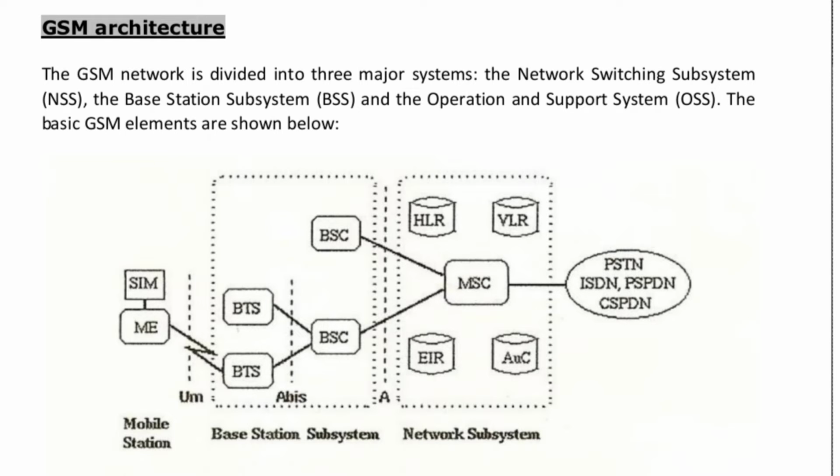GSM architecture. The GSM network is divided into three major systems: the network switching subsystem, the base station subsystem, and the operation and support system. The basic GSM elements are shown below.